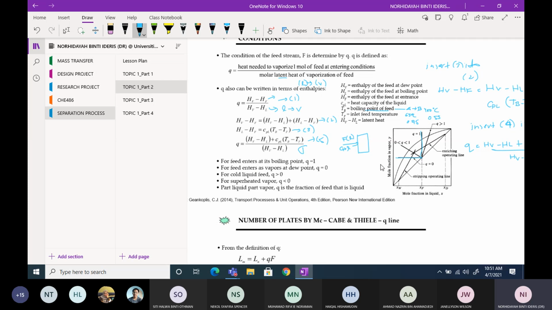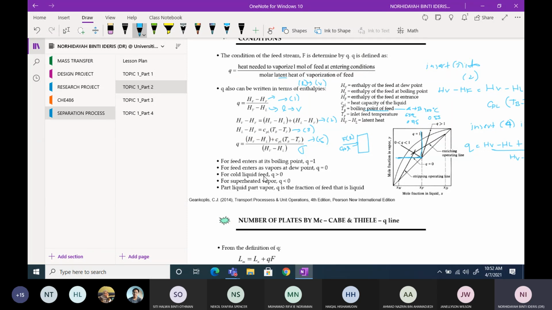Okay, biasanya tak ada lah feed tu masuk dalam bentuk vapor. Biasanya feed akan masuk dalam bentuk liquid, and we need to supply the heat inside the column. Okay, but in case that you encounter a situation whereby the feed enters as a vapor, then you just simply make a straight line, Q is equal to 0.